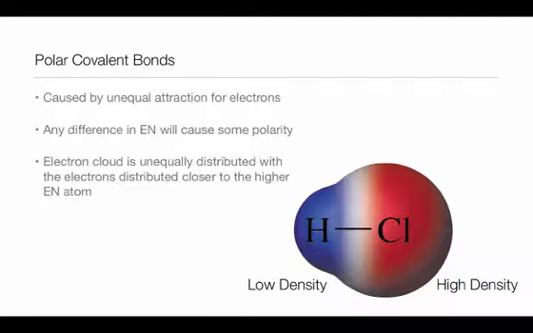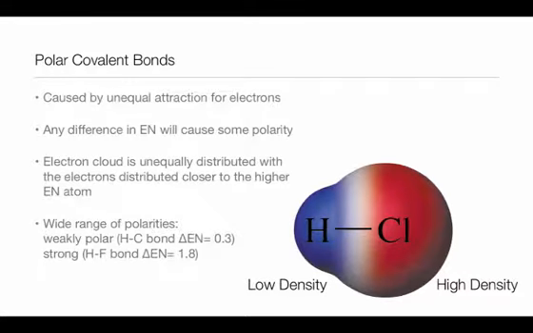and a higher density around the atom that has a higher electronegativity. In this case, the bond between hydrogen and chlorine would have a lower density or lower probability of electrons around the hydrogen and a higher probability around the chlorine because of the fact that the chlorine has a higher electronegativity. For polar covalent bonds, we have a very wide range of electronegativity differences we can have. We can have an electronegativity difference of 0.3, and that would be a bond between hydrogen and carbon. We could go up as high as 1.8 and have a polar covalent bond when we have hydrogen bonded to fluorine.